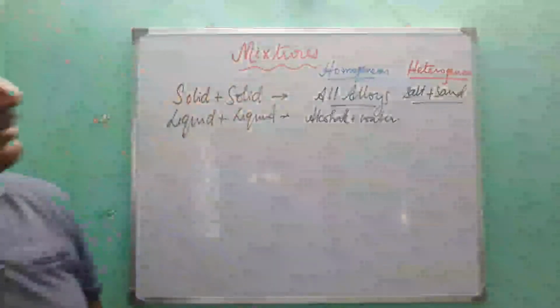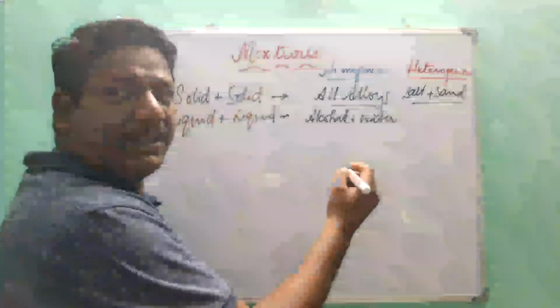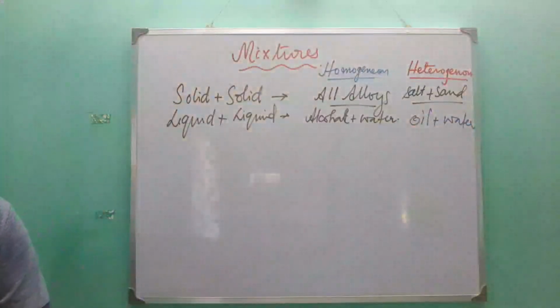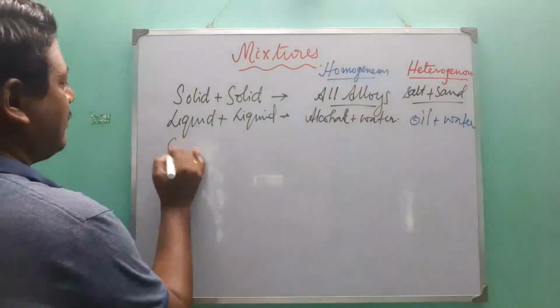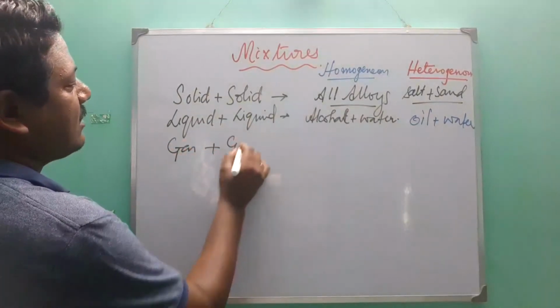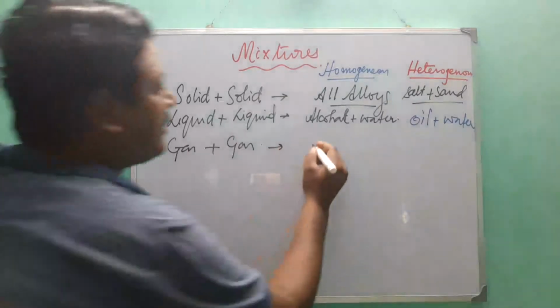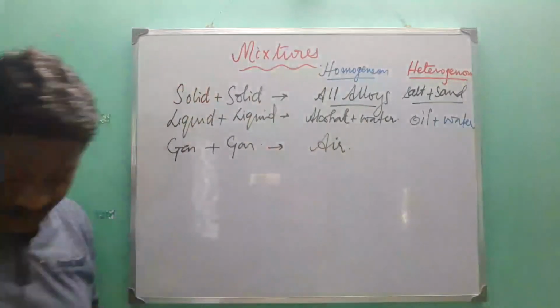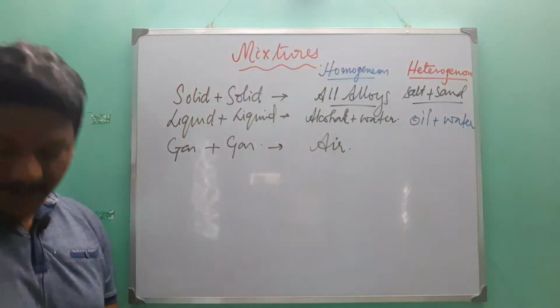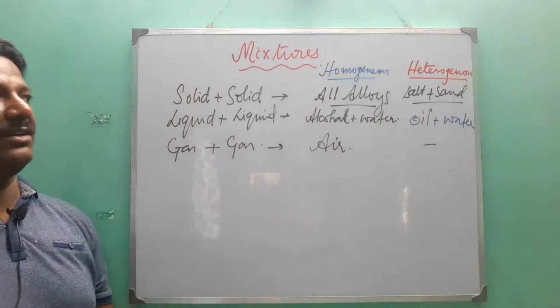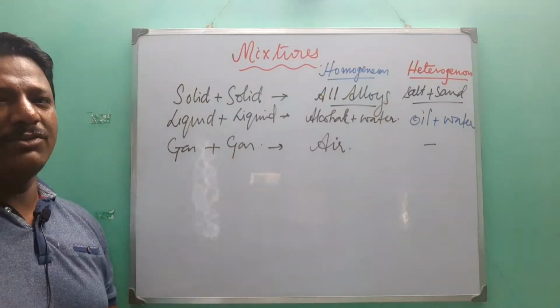And the heterogeneous part, what example will we take? For heterogeneous, we will take oil plus water. Then next we will see gas mixtures. The homogeneous gas mixture is what? Air. Air is the best example of a homogeneous mixture of gas and gas, and we do not have much about the heterogeneous.